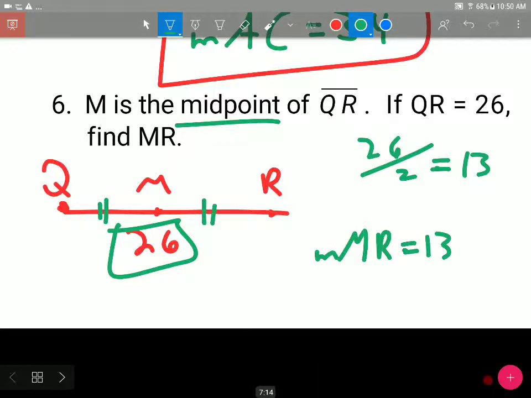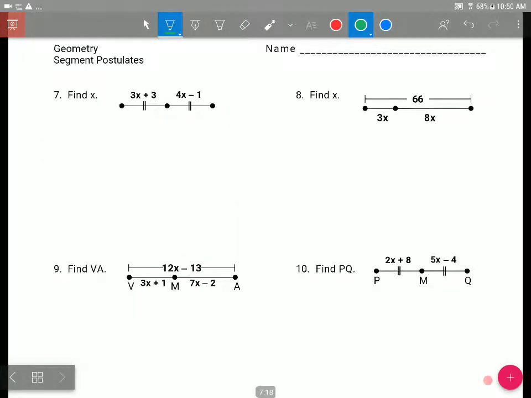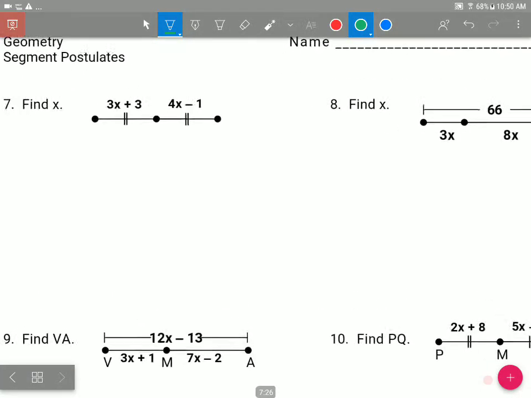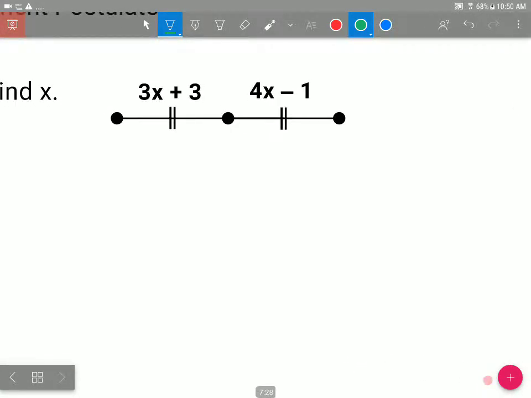All right, because honestly, you probably already thought through a lot of this. You just haven't formalized it. Does that make sense? We've already done stuff like this. So like number 7, we've already done one like number 7. If I want to find x, what are we going to do to number 7? Set them equal to each other. Exactly. So do it. Set them equal to each other and solve.